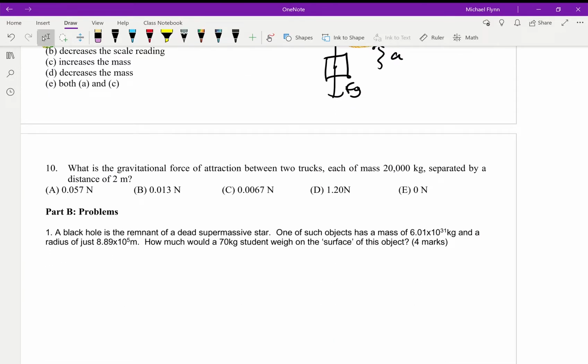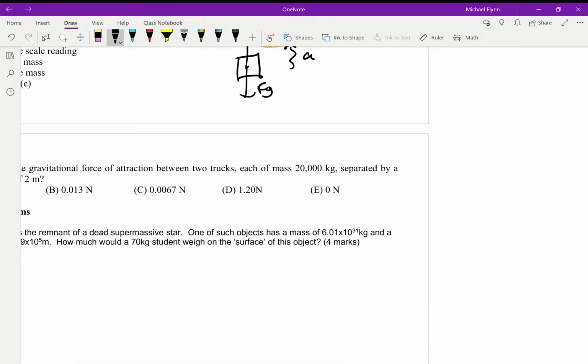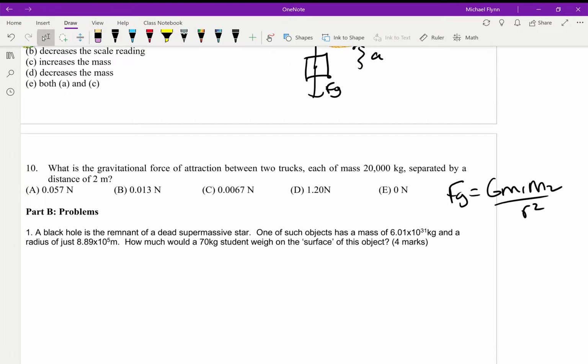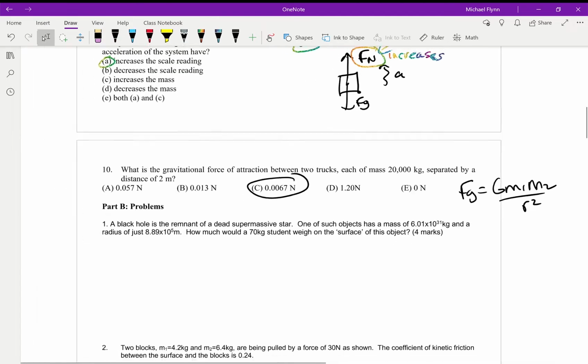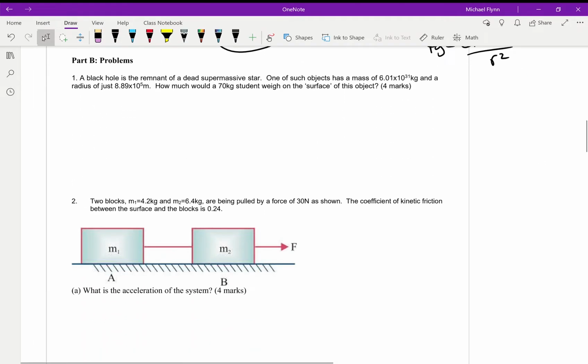All right, so here we just use a formula, and the formula is force of gravity equals G m1 m2 over r squared. Just go ahead, plug in all the numbers, 6.67 times 10 to the negative 11, times 20,000 times 20,000, divided by 2 squared, which is 4, so I get this answer. All right, so there you have it. That's your multiple choice. That took us 7 minutes and 20 seconds. So pretty good. You guys are quick.